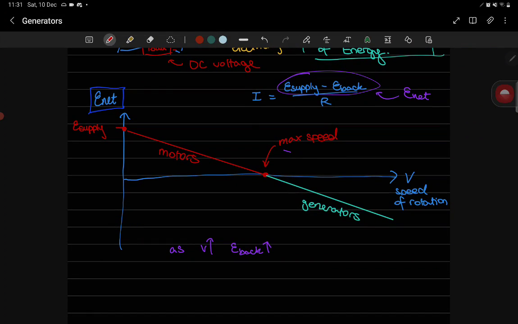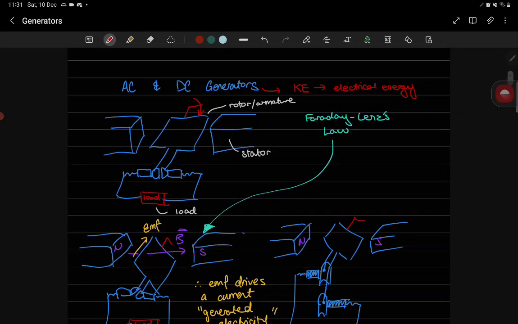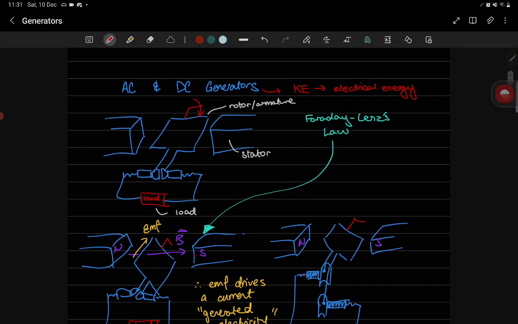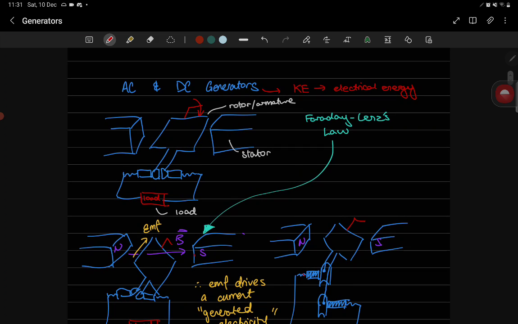They share very similar physics concepts, and hopefully this has been informative in helping you understand how generators are related to motors. Generators, remember, kinetic energy to electrical. Motors are electrical energy to kinetic. Two sides of the same coin. Cool.